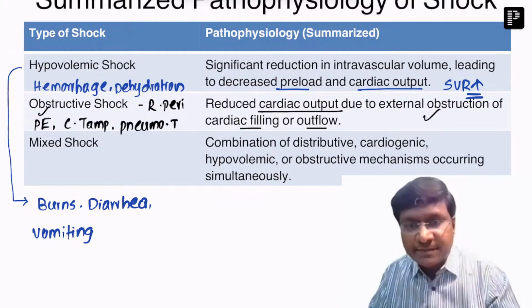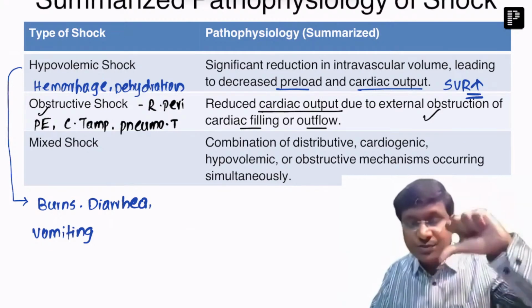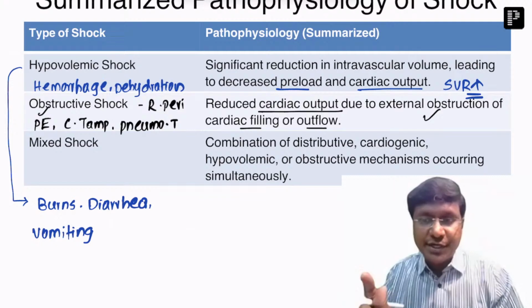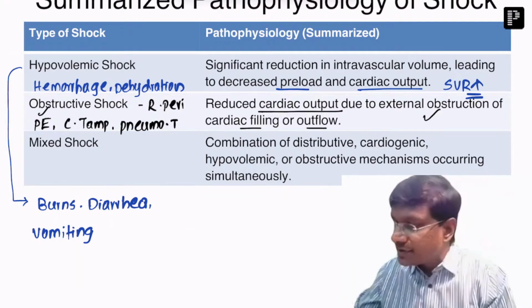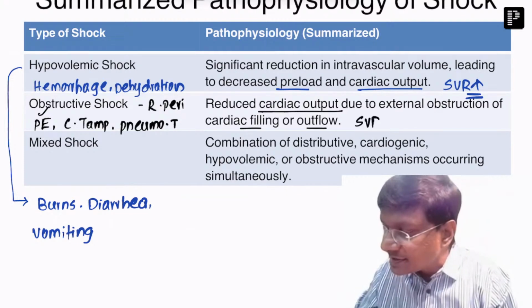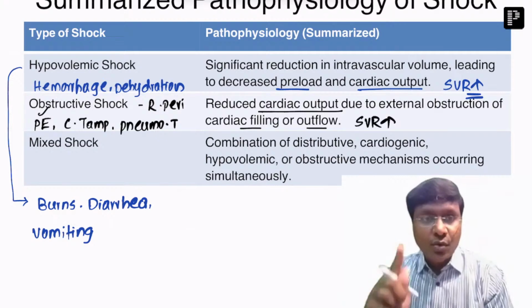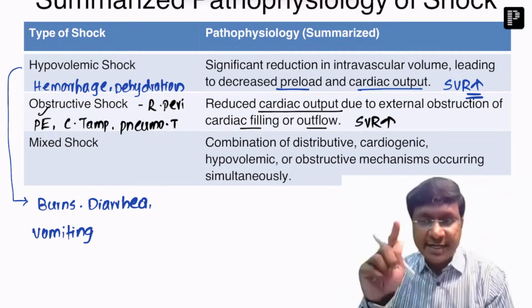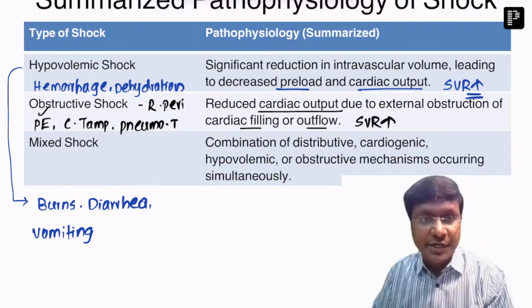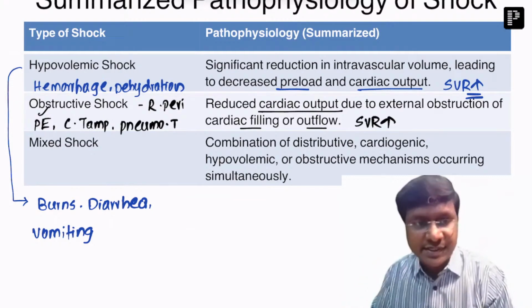Now, in patients with obstructive shock, what are we discussing? The cardiac output is reduced. Now, as the cardiac output is reduced, as a compensatory mechanism, what will happen to the systemic vascular resistance? There will be an increase in the systemic vascular resistance. So until now, only in distributive shock have we discussed that systemic vascular resistance is reduced, whereas in all other forms, the systemic vascular resistance is increased.